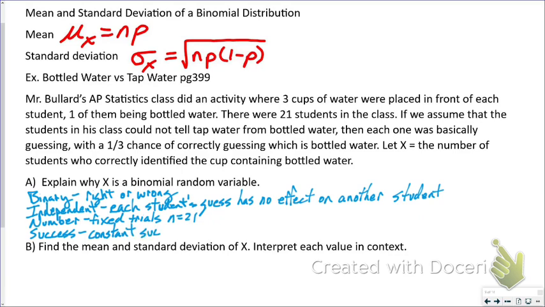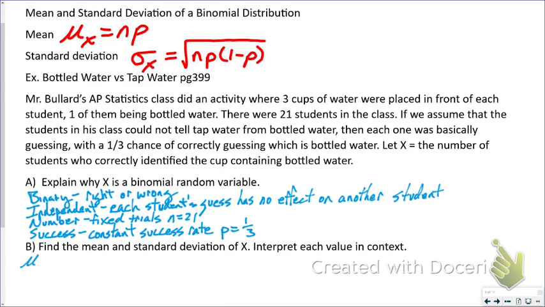It's like they don't get better at guessing because they're only, let's change that, I'm talking and writing. There we go. So they're only guessing one time, so it's not like they're getting better with their guesses. So it's binomial. Find the mean and standard deviation.